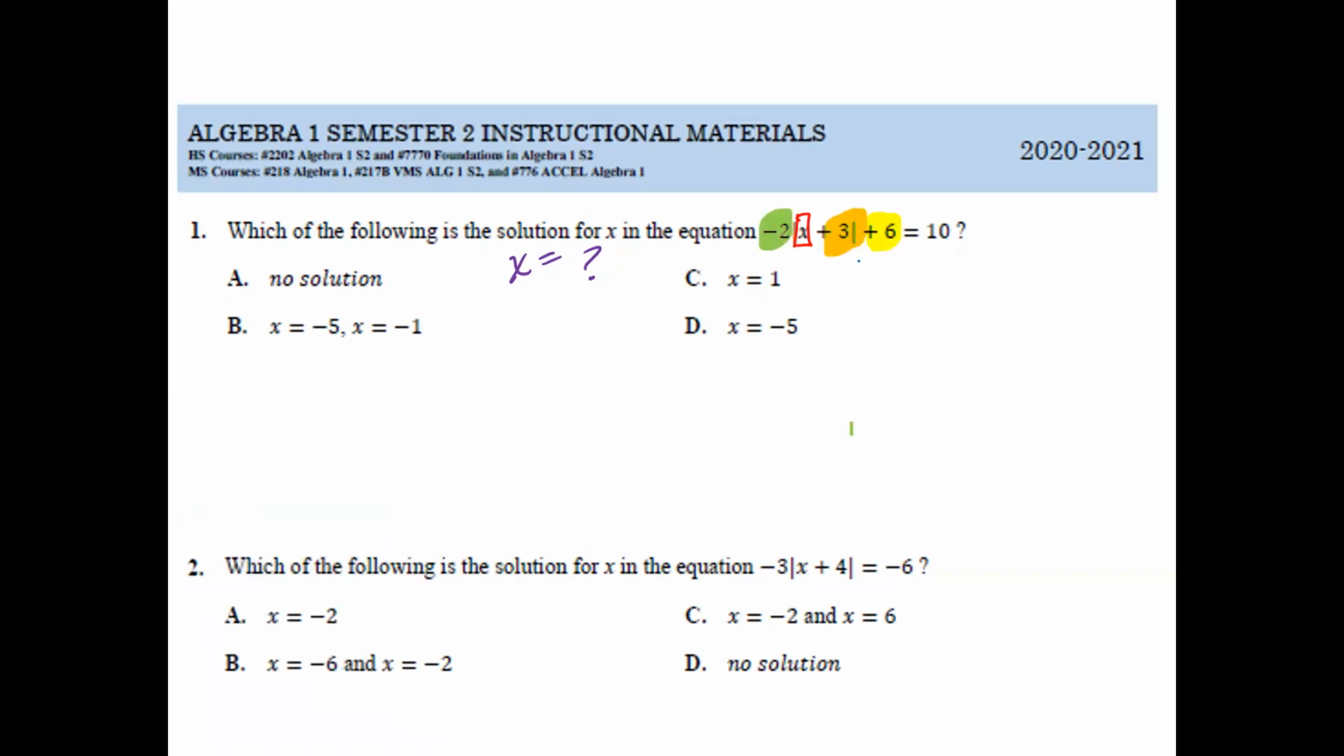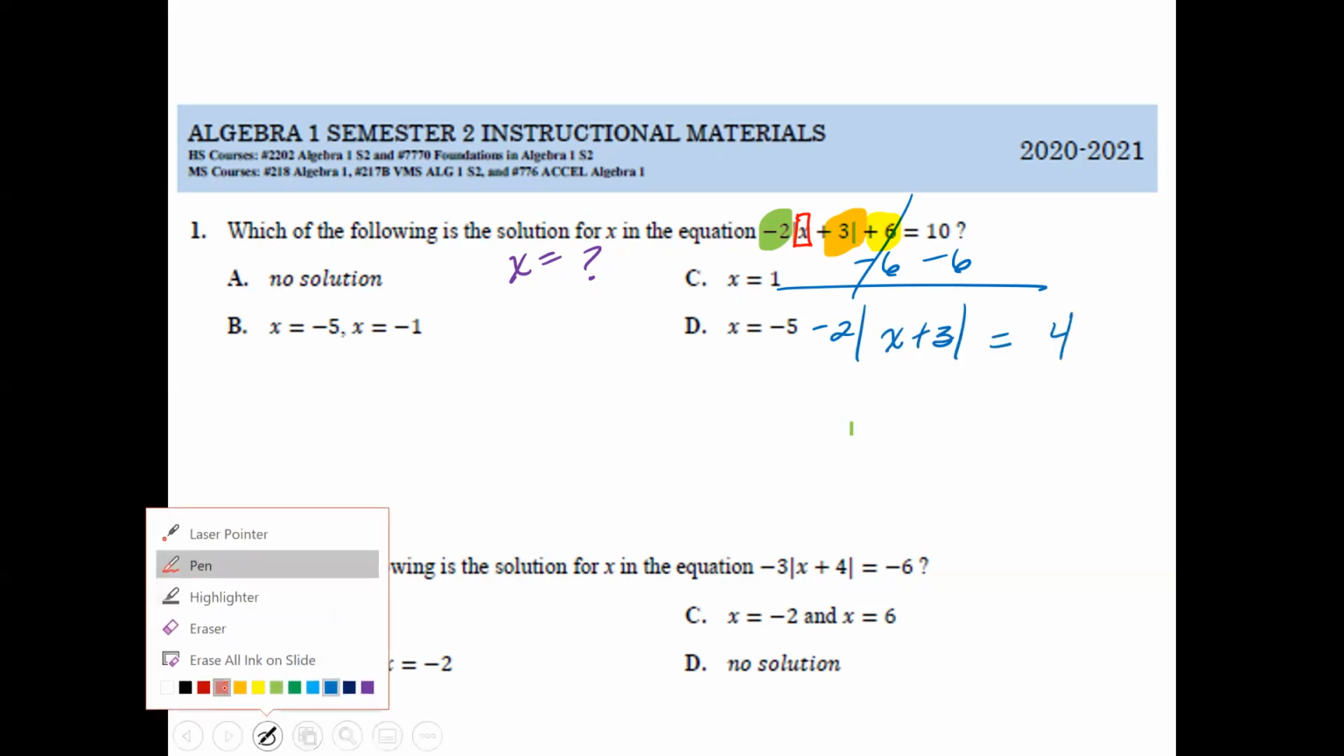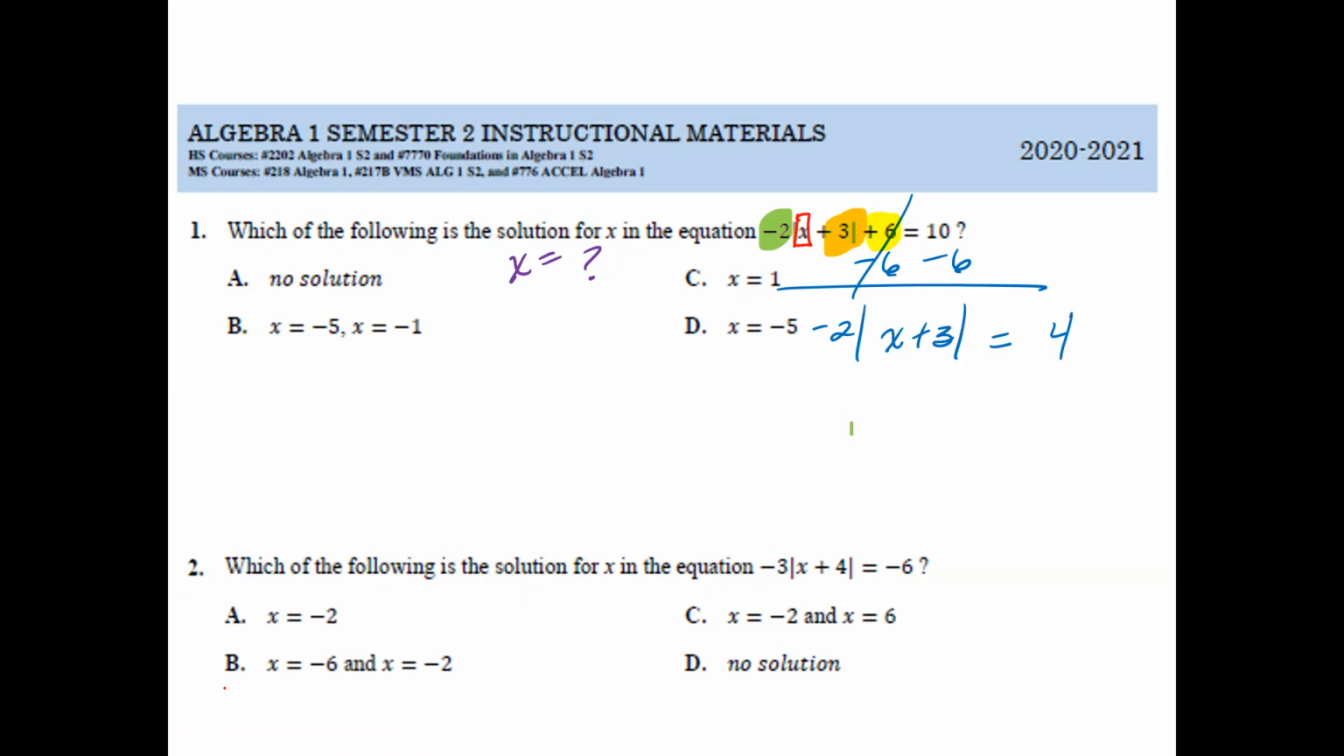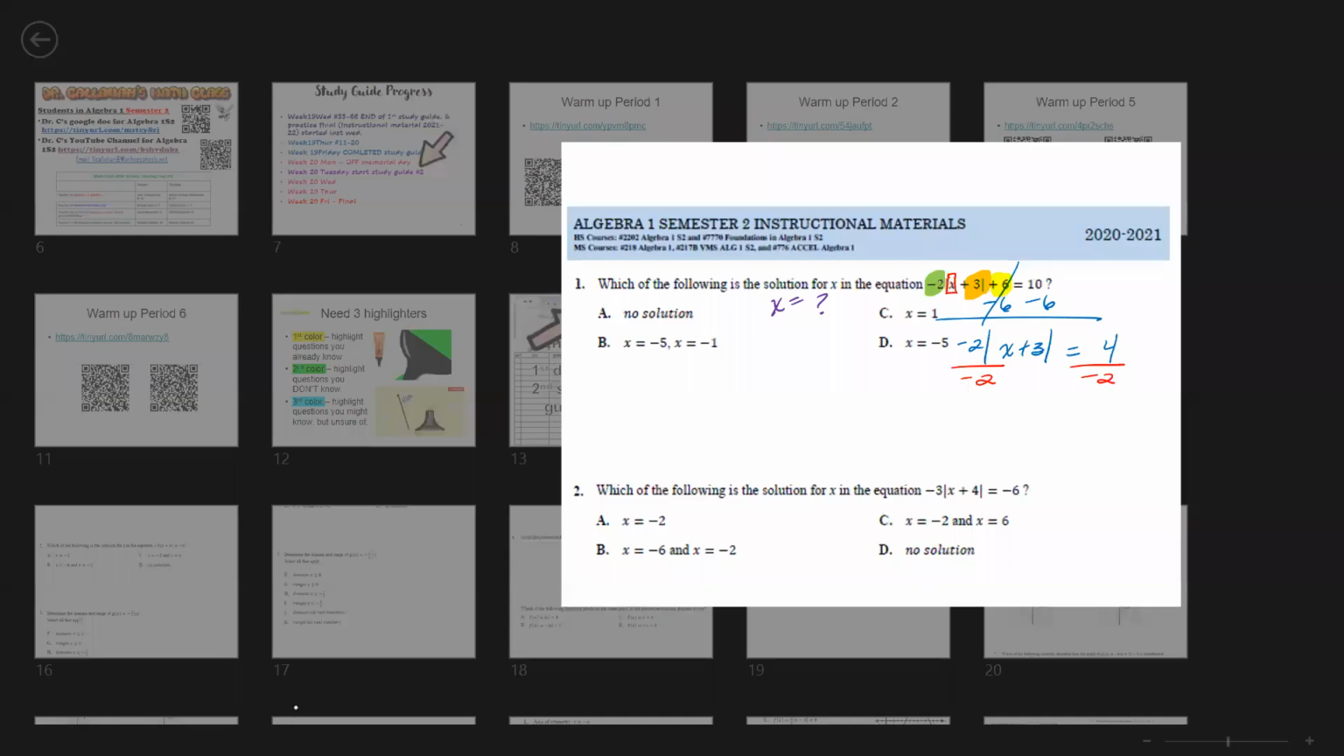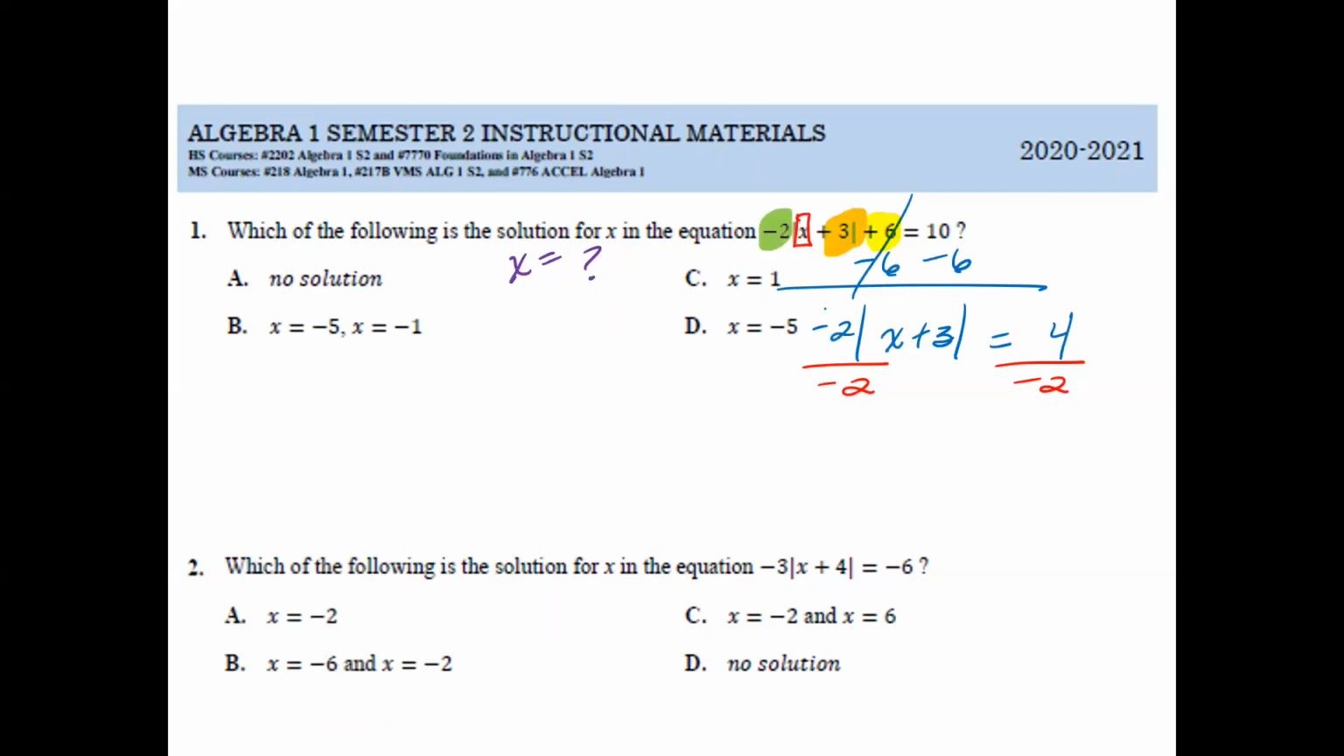You have to get rid of that -6 first. So I'm going to subtract 6 on both sides, and when I do that, the 6 cancels. -2 times the absolute value of x plus 3 equals 10 minus 6, which is a 4. So you get rid of the yellow first. Then you want to get rid of the green, which is the -2. The opposite of times by -2 is divide by -2. When you do that, you cancel out the -2, and you have the absolute value of x plus 3 equals -2.